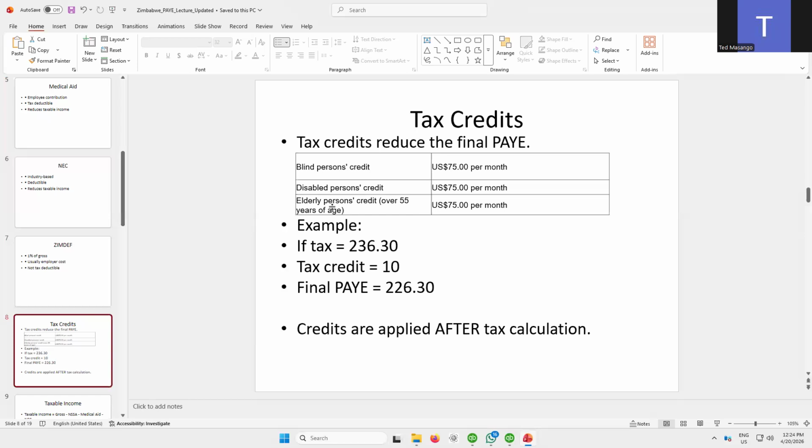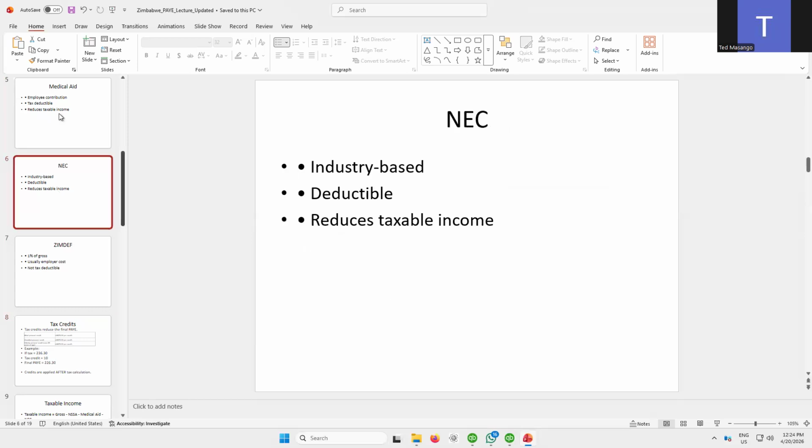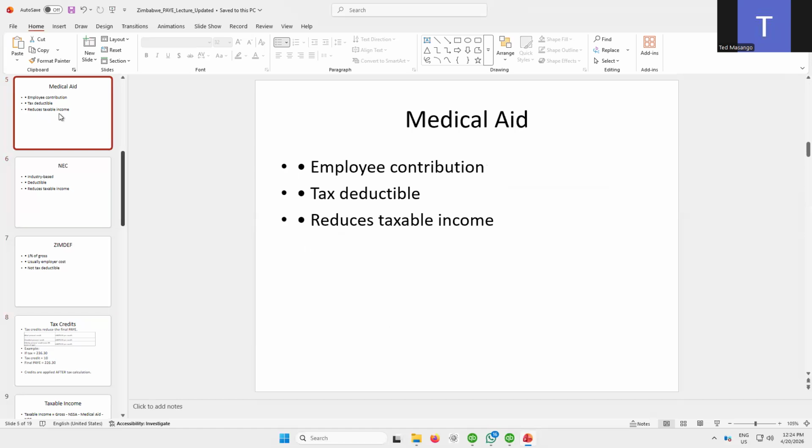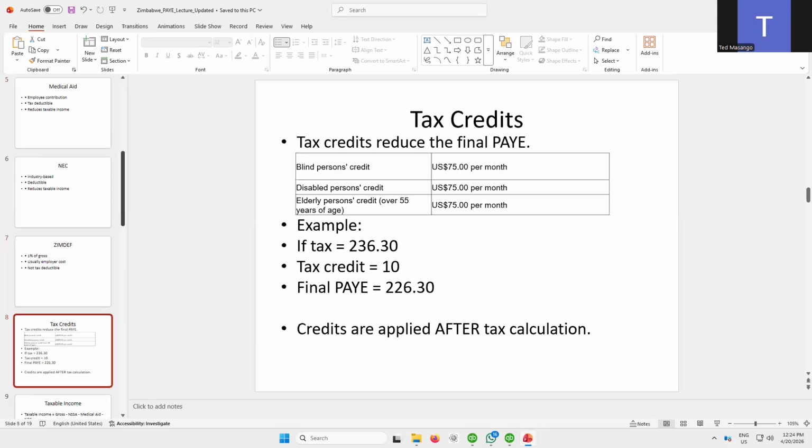as well per month. Then we also have an elderly person credit for those people who are still working but are now over 55 years of age. You deduct 75. So the tax credits are different. These other deductions which I spoke of, the NEC, medical aid, you are deducting them before calculating the pay as you earn. The tax credits, you are applying them after calculating pay as you earn.